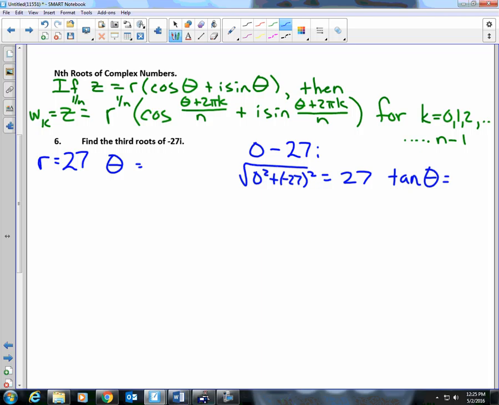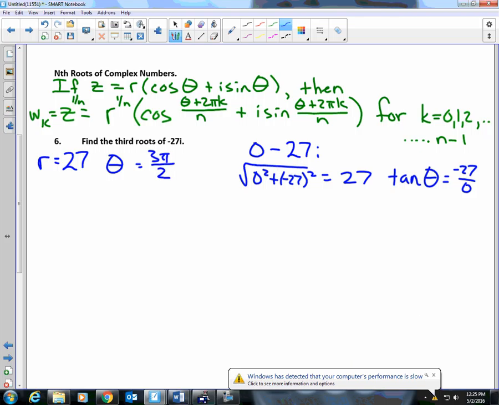B over A, or undefined. Where's tangent undefined? Ninety and 270. Which spot is this? Is this 90 or 270? 270. How do you know that? Negative 27i is going to be over 0 units on the real axis and down 27 units on the imaginary axis. So it's easy to see that the r value is 27. Theta will be 270, or in radians, 3 pi over 2. Good.